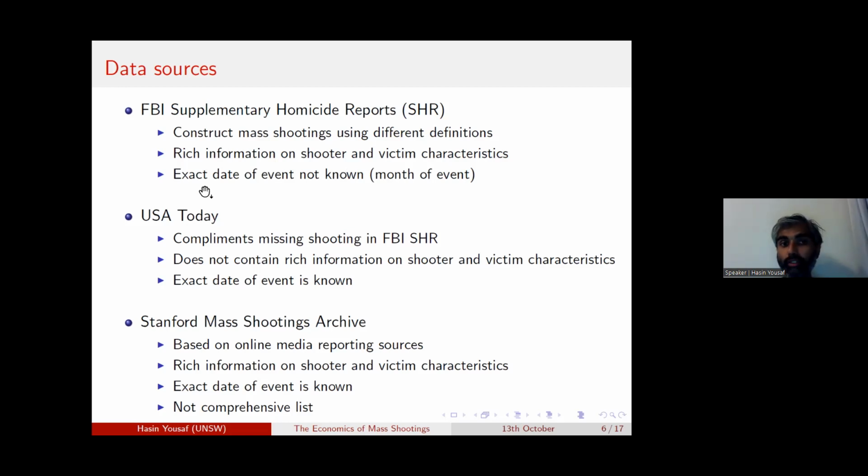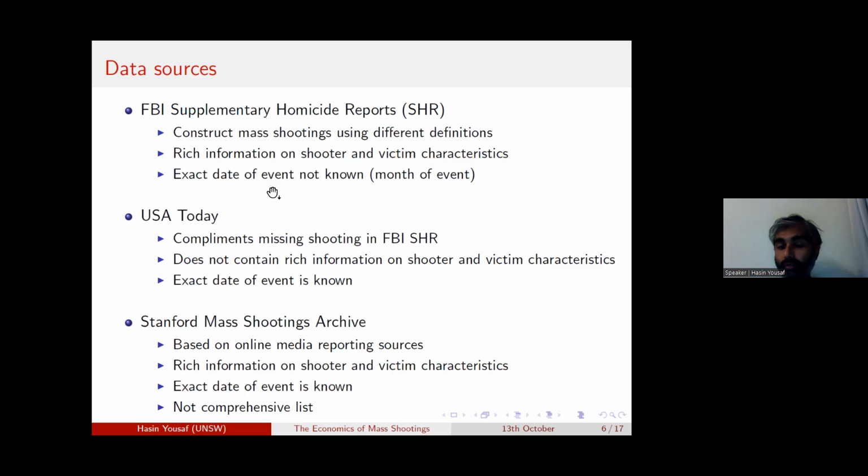Now, one major drawback of this database is that the exact date of the event is not known. The only information you have about time is the month of the event. So you have the month in which this mass shooting occurred.